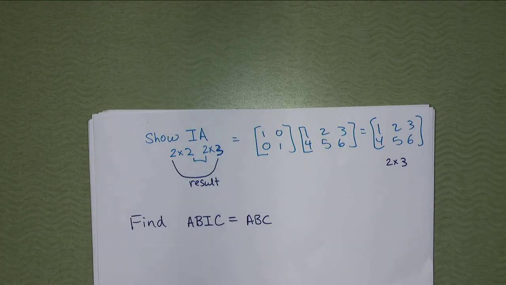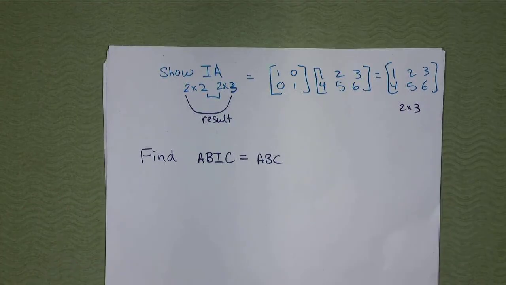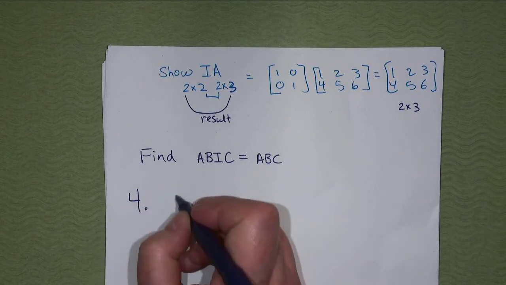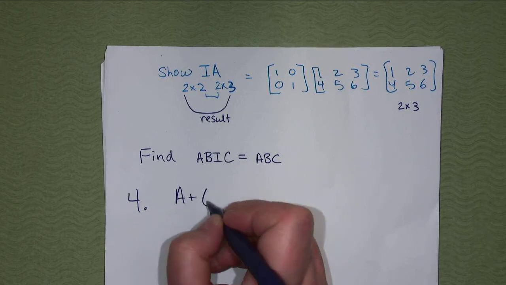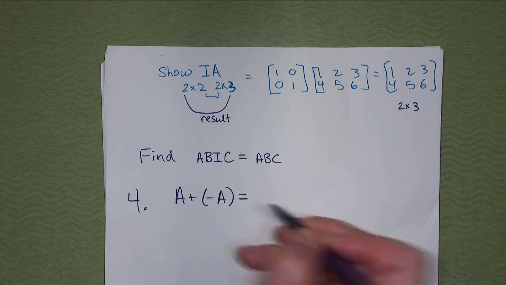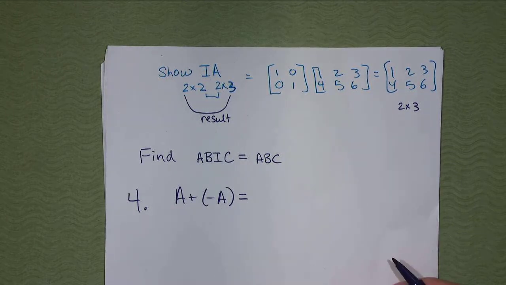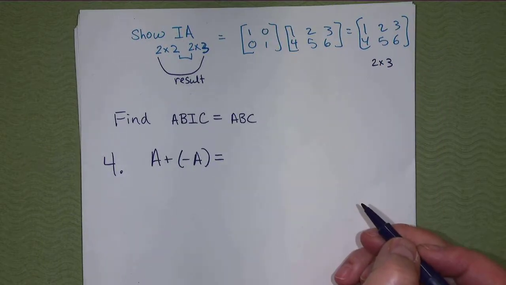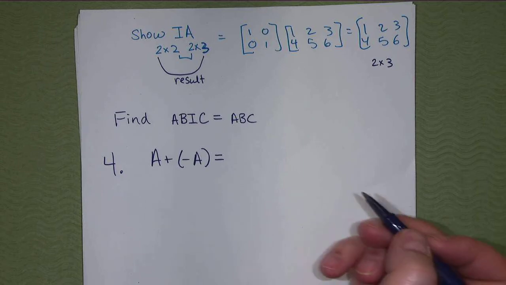Okay, so property 4. A plus minus A is equal to, it's the same as A minus A, so that would be 0. We'll put a little arrow on to say the 0 matrix.